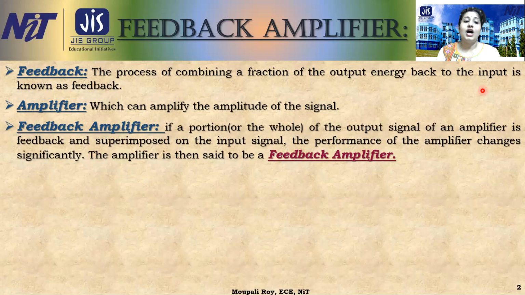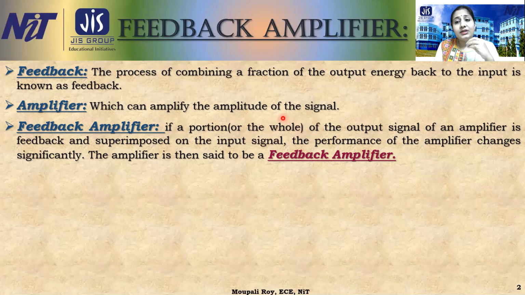If a portion or the whole of the output signal of an amplifier is fed back and superimposed on the input signal, the performance of the amplifier changes significantly. The amplifier is then said to be a feedback amplifier. That means a portion or the whole of the output. What is feedback? The process of combining a fraction of the output energy. This output energy may be a portion or the whole output.